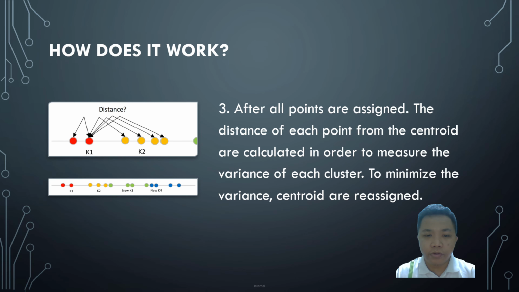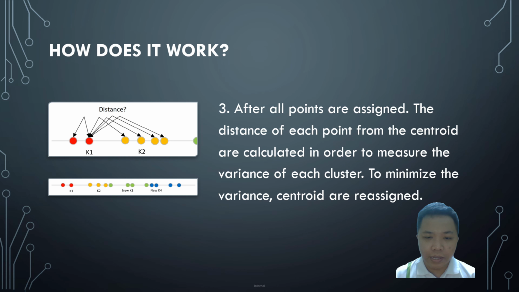Okay, so after we manage to assign all the data points into their initial clusters, next, the distance of each point to the centroid is calculated in order to measure the variance. So you'll see here, the distance of the first point to K1 is being measured. K1 is also being measured to the next points, and so on. All of the data points will be measured to one another so you can identify the variance and how far each point is from one another.